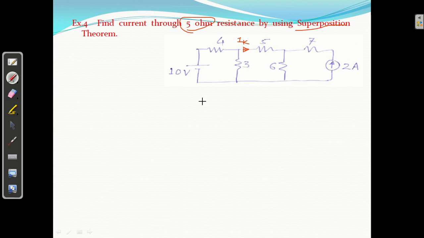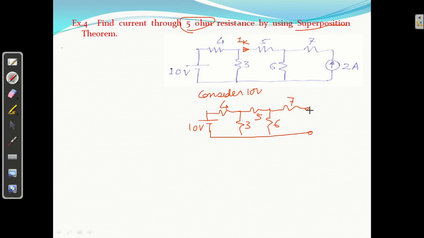Now consider one source at a time. Consider 10 volt source. And what about the other source? It will be replaced by opening it. Current source will be replaced by opening it. And because of this source, ऐसा current ऐसे ही आएगा ना. So let us say current is IK dash. Find the IK dash.